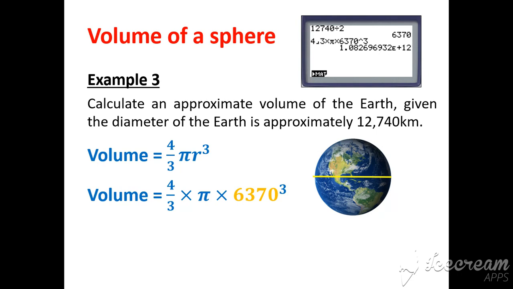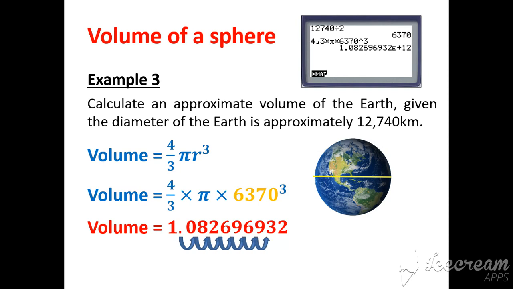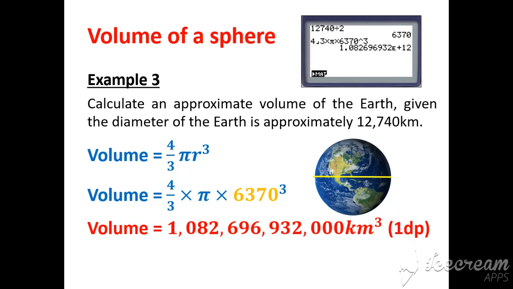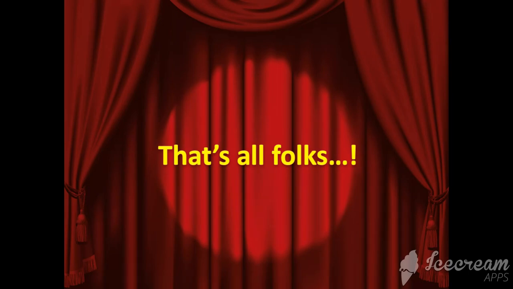Remember, this is standard form, and we talked about it back in the number topic. So we're going to have to write it down and move the decimal place 12 places to the right. 1, 2, 3, 4, 5, 6, 7, 8, 9, 10, put a 0, 11, put a 0, 12, put a 0. Now we rub out the decimal point, and our answer is going to be 1,082,696,932,000 square kilometers. Cool, thanks for watching.